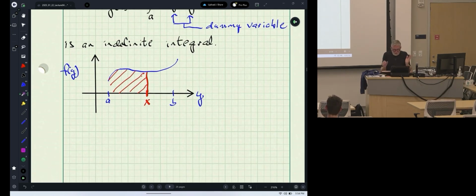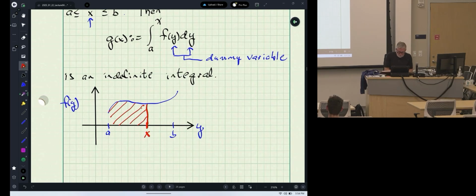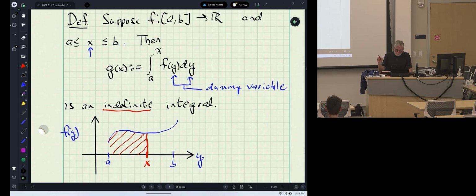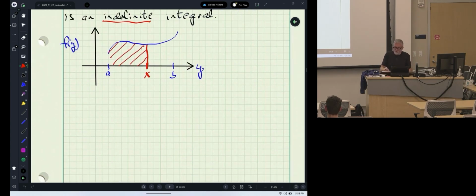Okay? It's called an indefinite integral, once again, because x is a variable. That's all it is. For each fixed value of x, I put in a plus b over 2. It's now a number. Then it collapses to a definite integral.